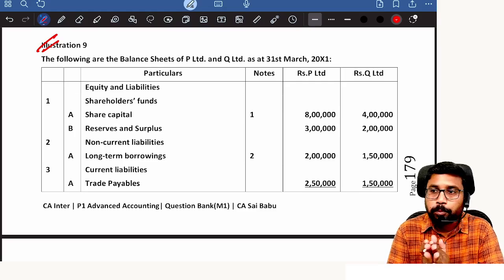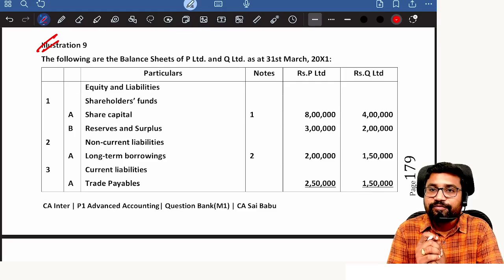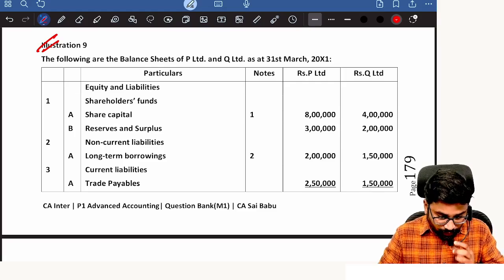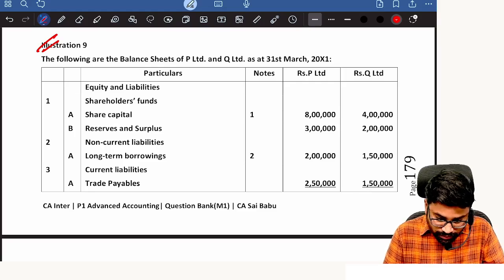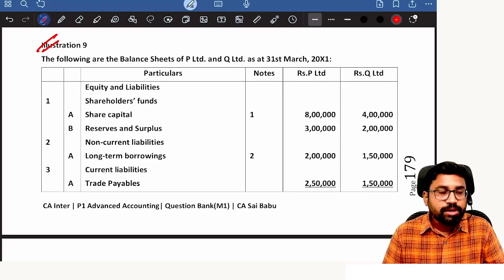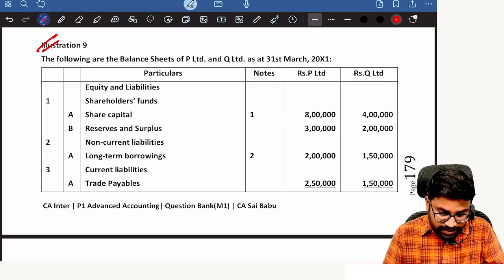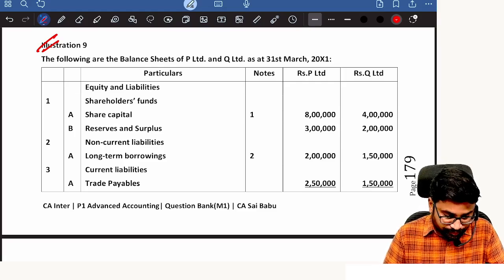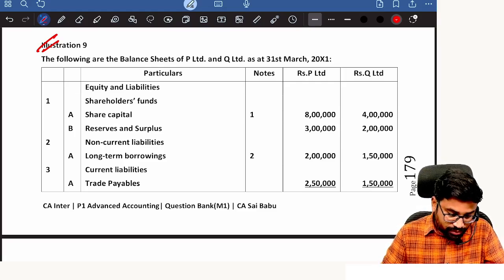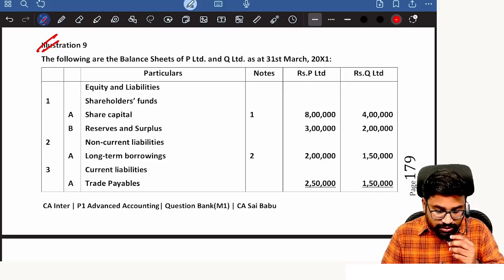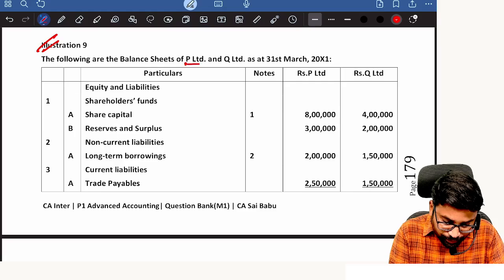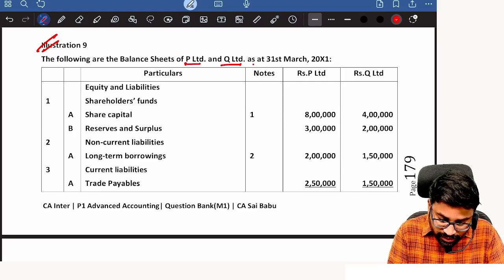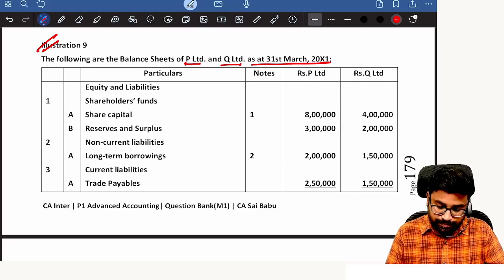Now see the question carefully. I am reading. Everybody please concentrate on the question. No in between talking please. Don't disturb the flow. The following are the balance sheets of P Limited and Q Limited as at 31st March 2011.